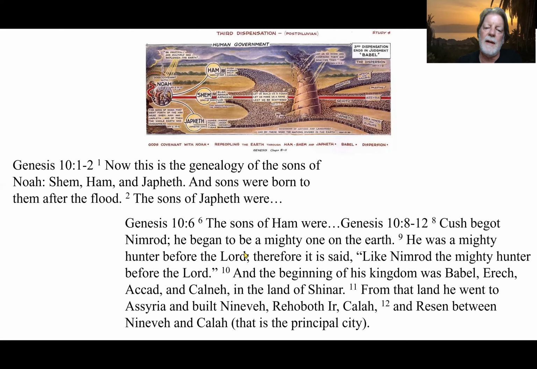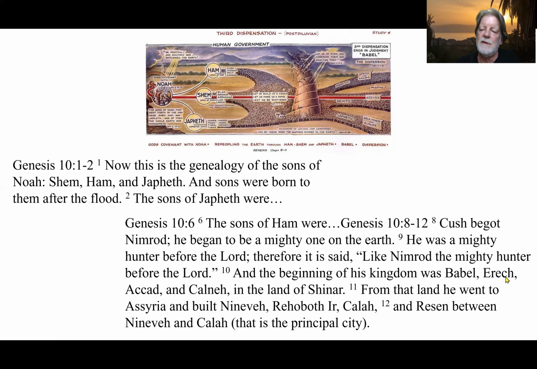So Nimrod was a mighty hunter. Again, there was nothing wrong with being a hunter, but it prepared him to be willing to be violent in his dealings with other human beings. And the traditions say that he was a mighty hunter before the Lord. Therefore it is said, like Nimrod, the mighty hunter before the Lord. That's why they said that. And the beginning of the kingdom was Babel. That's the name of the place where the Tower of Babel was made.